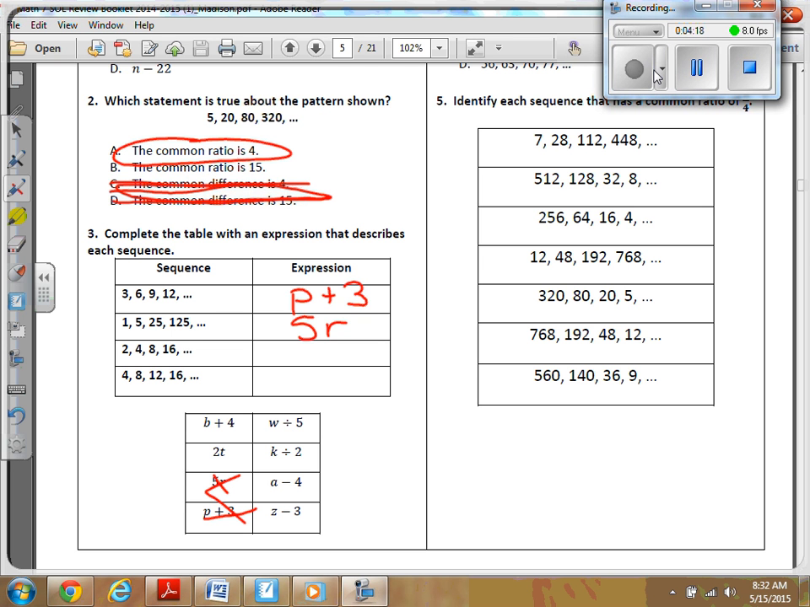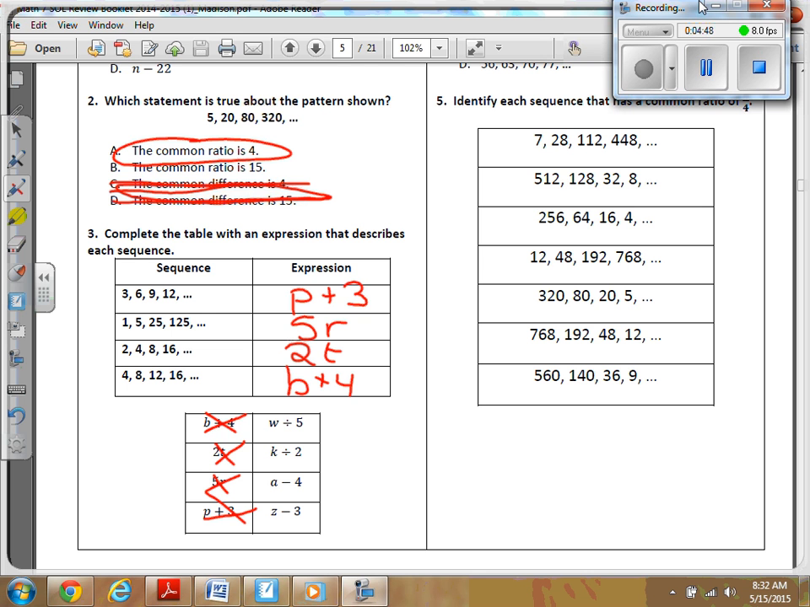What about 2, 4, 8, 16? 2T, because 2 times 2 is 4, 4 times 2 is 8, 8 times 2 is 16. What about 4, 8, 12, 16? B plus 4, because we're just adding 4 to each term in the sequence. 4 plus 4 is 8, 8 plus 4 is 12, 12 plus 4 is 16. Any questions? Okay.